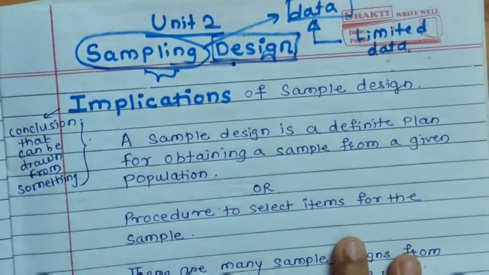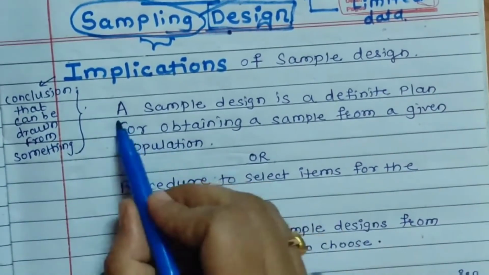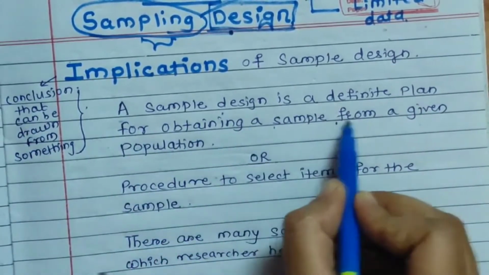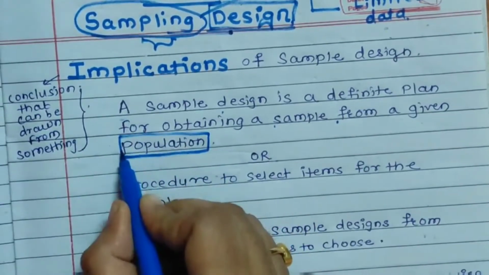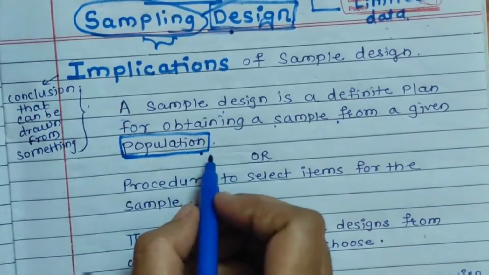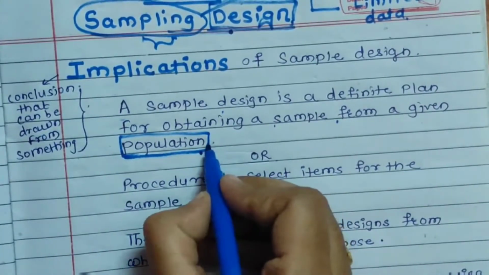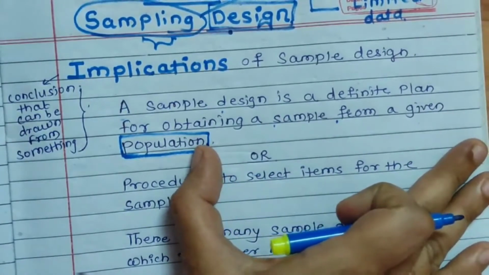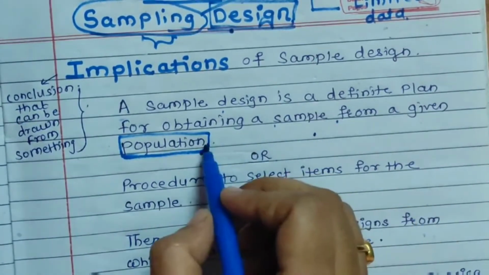Okay. Now, implications of a sample design. A sample design is a definite plan for obtaining a sample from a given population. Now what is meant by population here? Population is nothing but a huge data or whole data, but it is not practically possible to work on huge data. What we need is to select some useful or relevant data which will give you accurate results. So that is nothing but sampling.